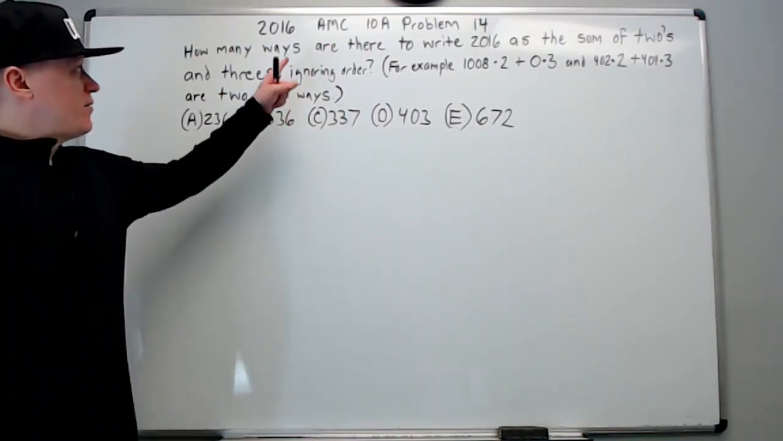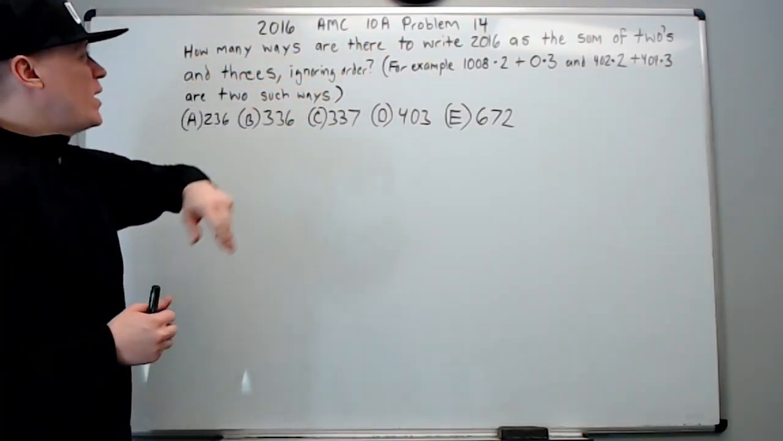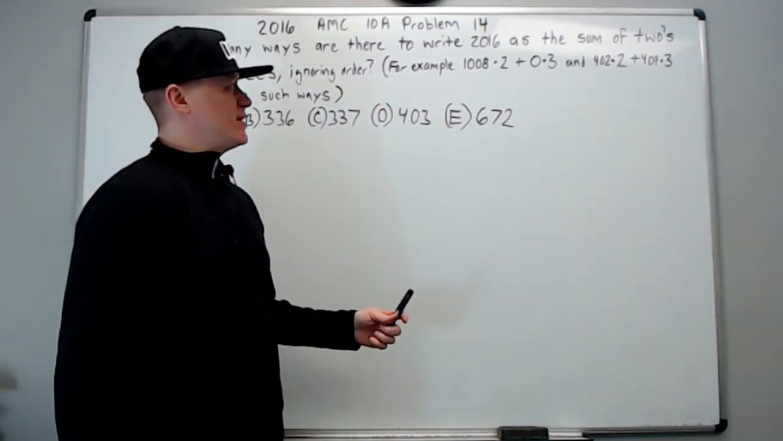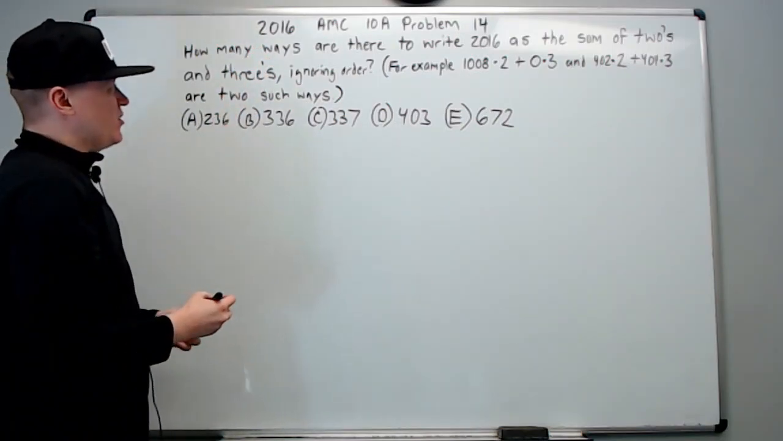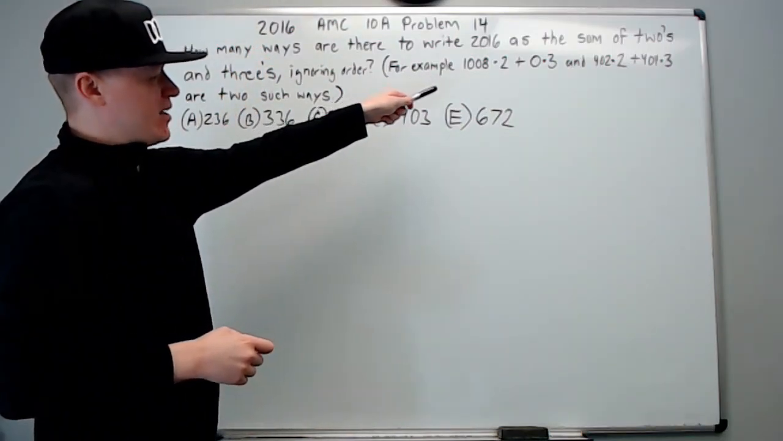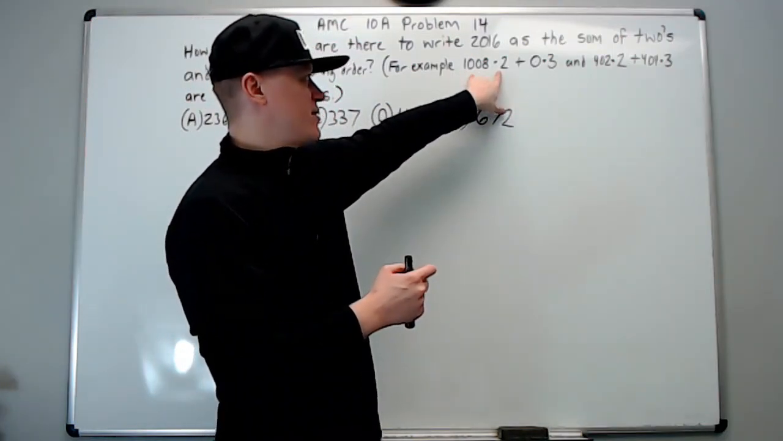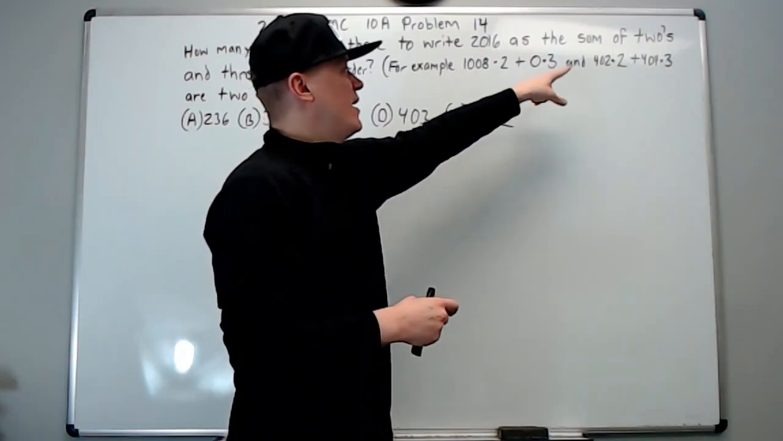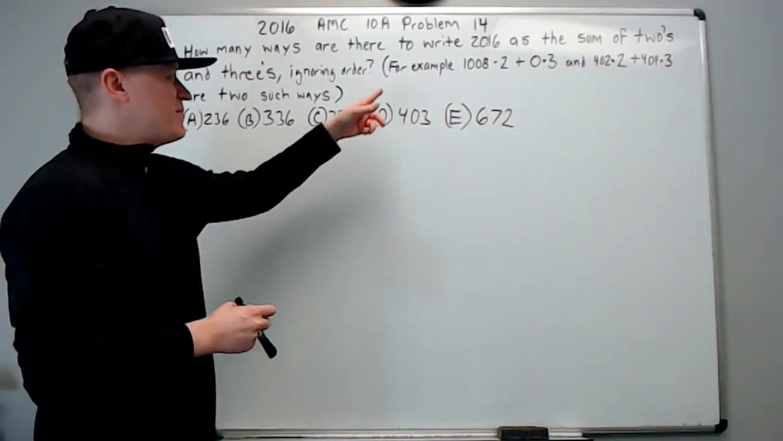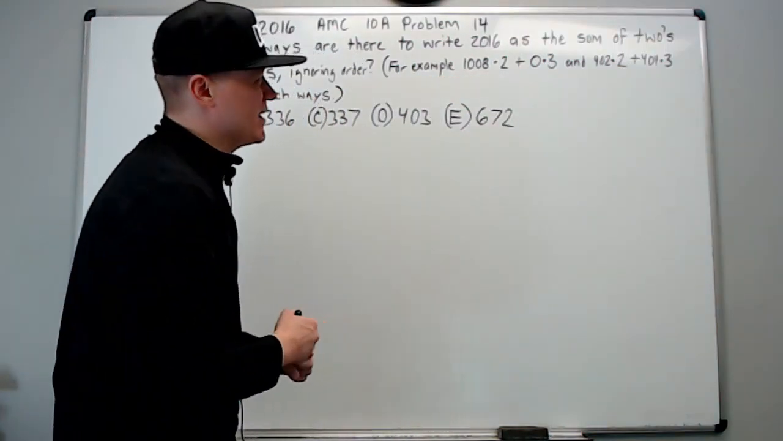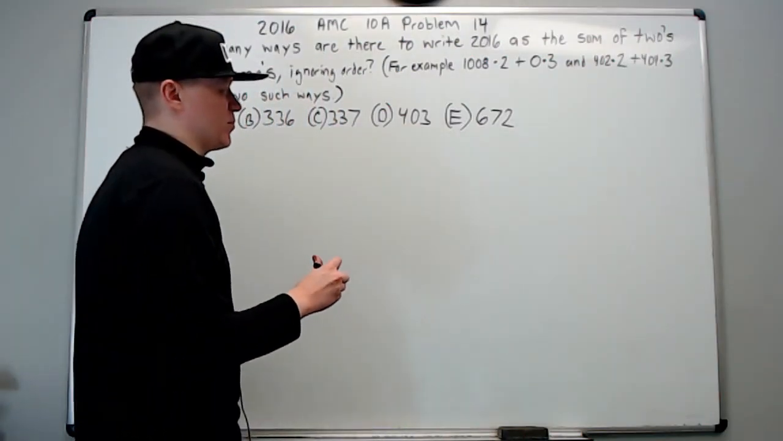All right, and here we are in the 2016 10A problem 14. How many ways are there to write 2016 as the sum of 2's and 3's? Ignoring order. For example, 1008 times 2 plus 0 times 3. Just quick check. 2016 plus 0 is 2016. And that one's going to work also. Are 2 such ways. Them giving this example, it almost makes the problem trivial, especially this one, because it's really going to kind of help us out in our processing.